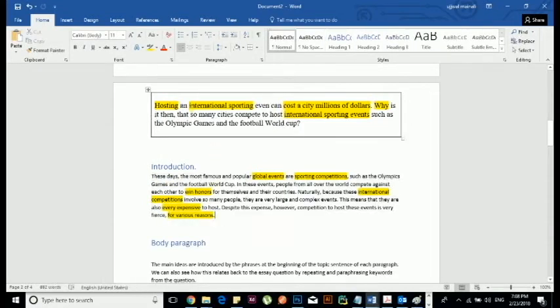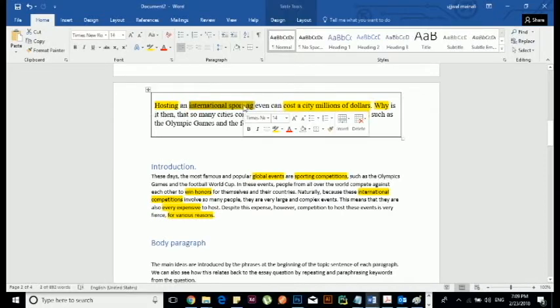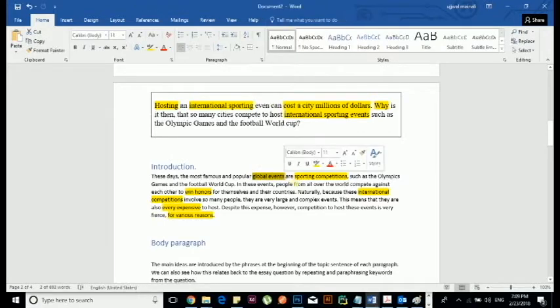So let's paraphrase the introduction for this one. Here the key words are international sporting, and the similar words stated in our own way are global event, sporting competition. So these are the similar words we used instead of writing international sporting and being redundant in our introduction.